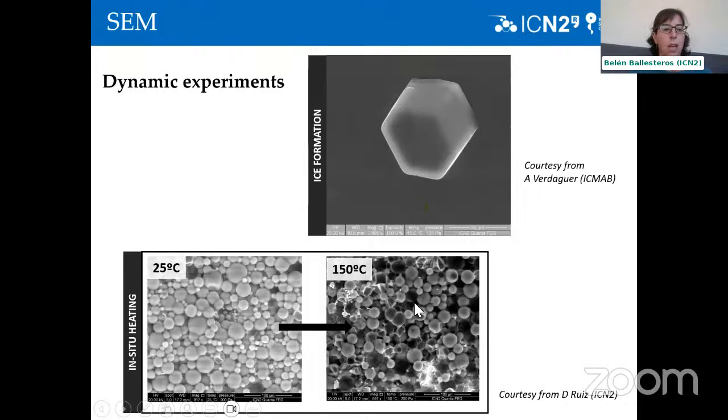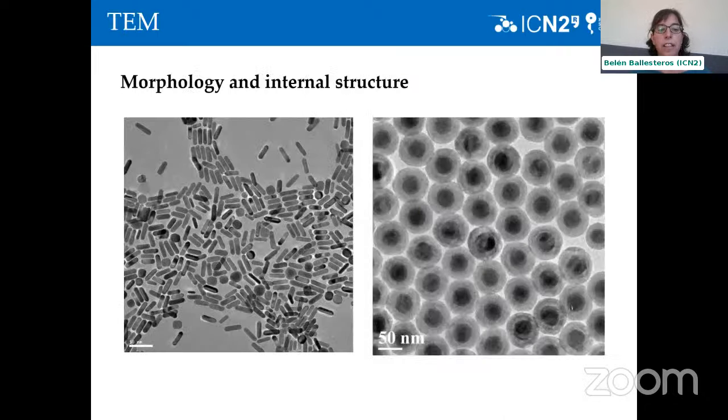Okay. So in summary, with the SEM, we're studying the external part of the particles of our samples. It can also give us information on the composition if we use the backscattered electron detector. Let's go for the TEM.